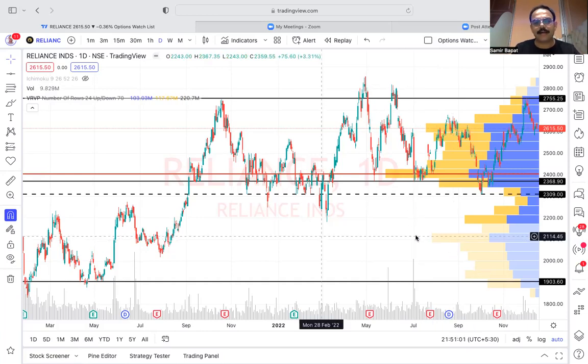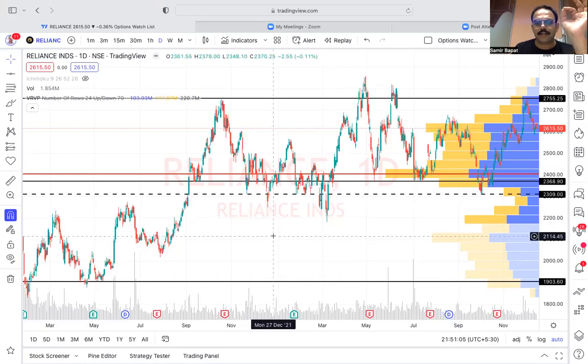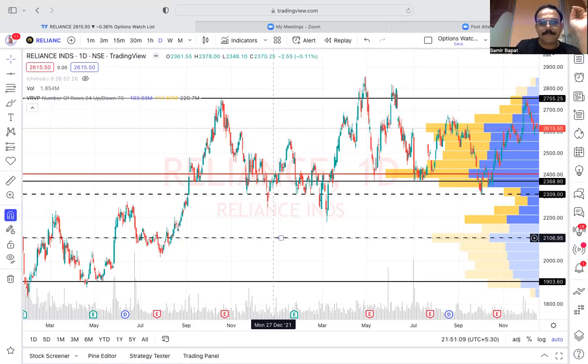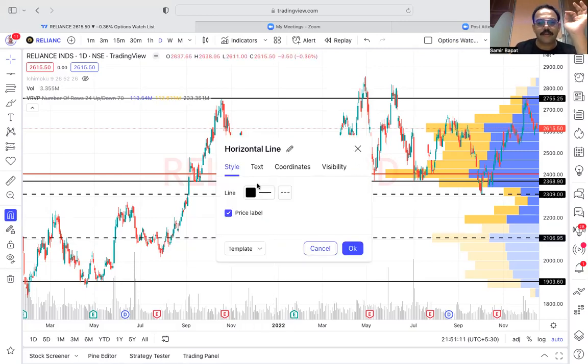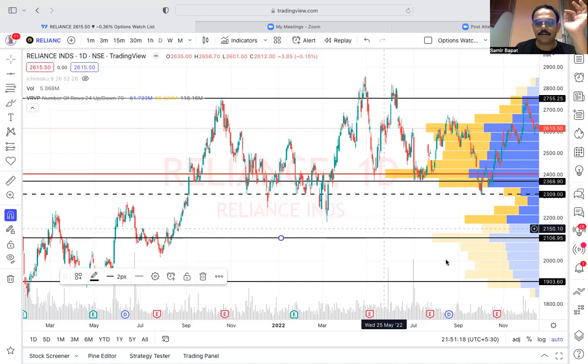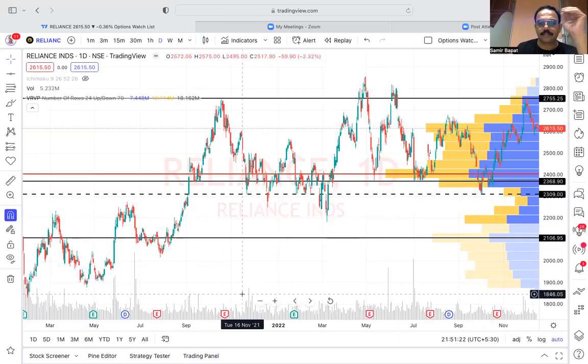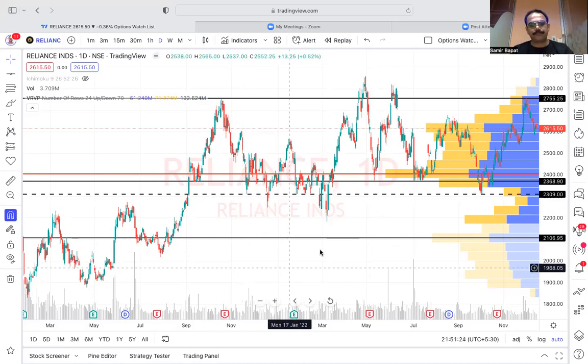And why are we using this volume profile? Because it gives us a better picture of the demand. Where is the demand by the big players? Because this is the location where the big players will be pitching in with the higher volume. See, I have drawn a line. I'll reduce this line. So these are the levels where people will jump in for buying the shares.